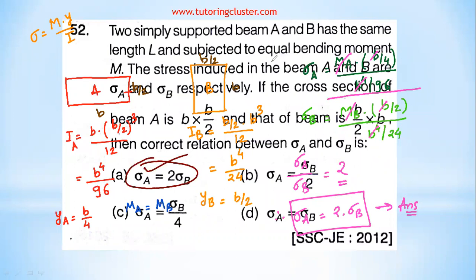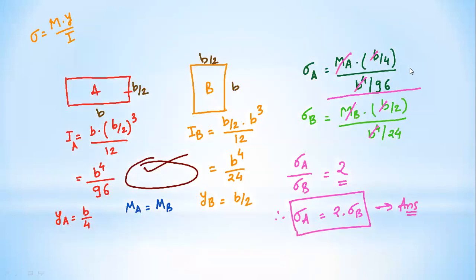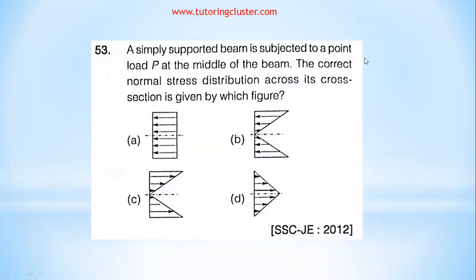Okay, so this is how you have to solve this problem. You can note down again, you can pause the video and see the solution again. Okay, let us see the next question. That is question number 53. Okay, for a simply supported beam subjected to point load of P at the middle of the beam, the correct normal stress distribution across its cross section is given by.